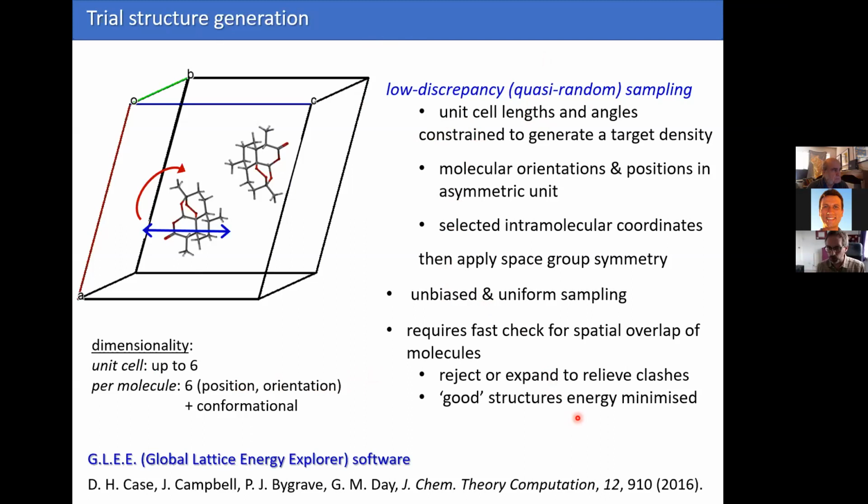We need to be able to quickly check for unphysical structures where we might have clashes between molecules, to either reject or relieve those clashes. We use some methods that come from computer graphics to quickly spot clashes between molecules and maybe expand those out if there's a clash. And then any good structure we pass to an energy minimizer and look for that nearest local minimum on the energy surface.